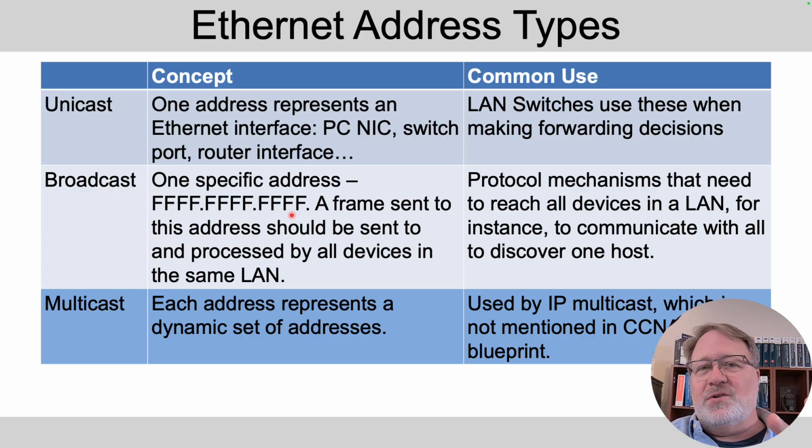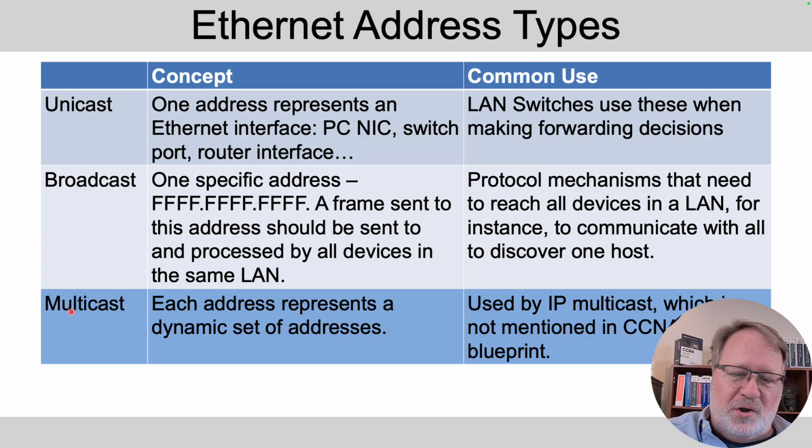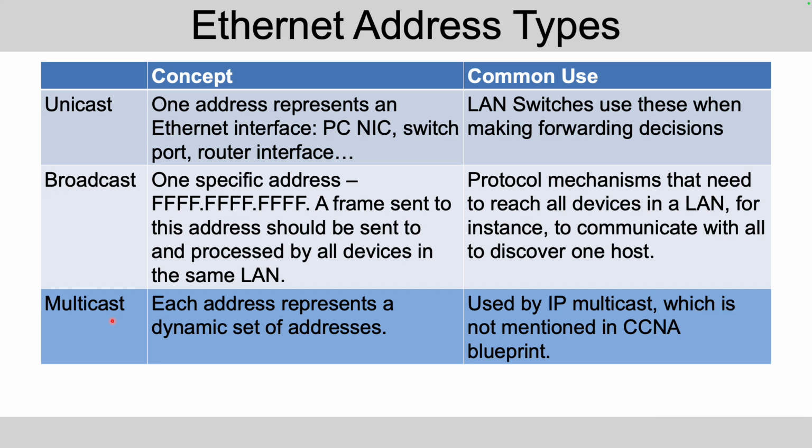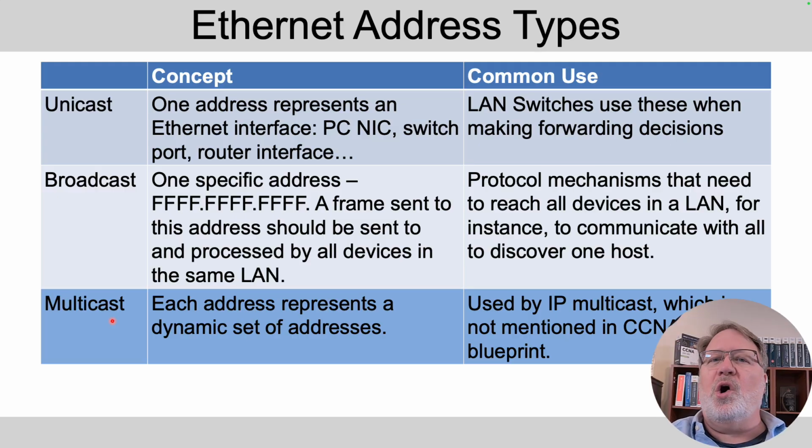Then there's a third type of address. It's called a multicast address. And honestly, for CCNA, we don't really go there. But here's the general idea. One address can be used by a dynamic set of hosts who all want to receive copies of the same frame. The host can join and leave the group so that when a frame is sent, only those hosts get a copy of the frame.